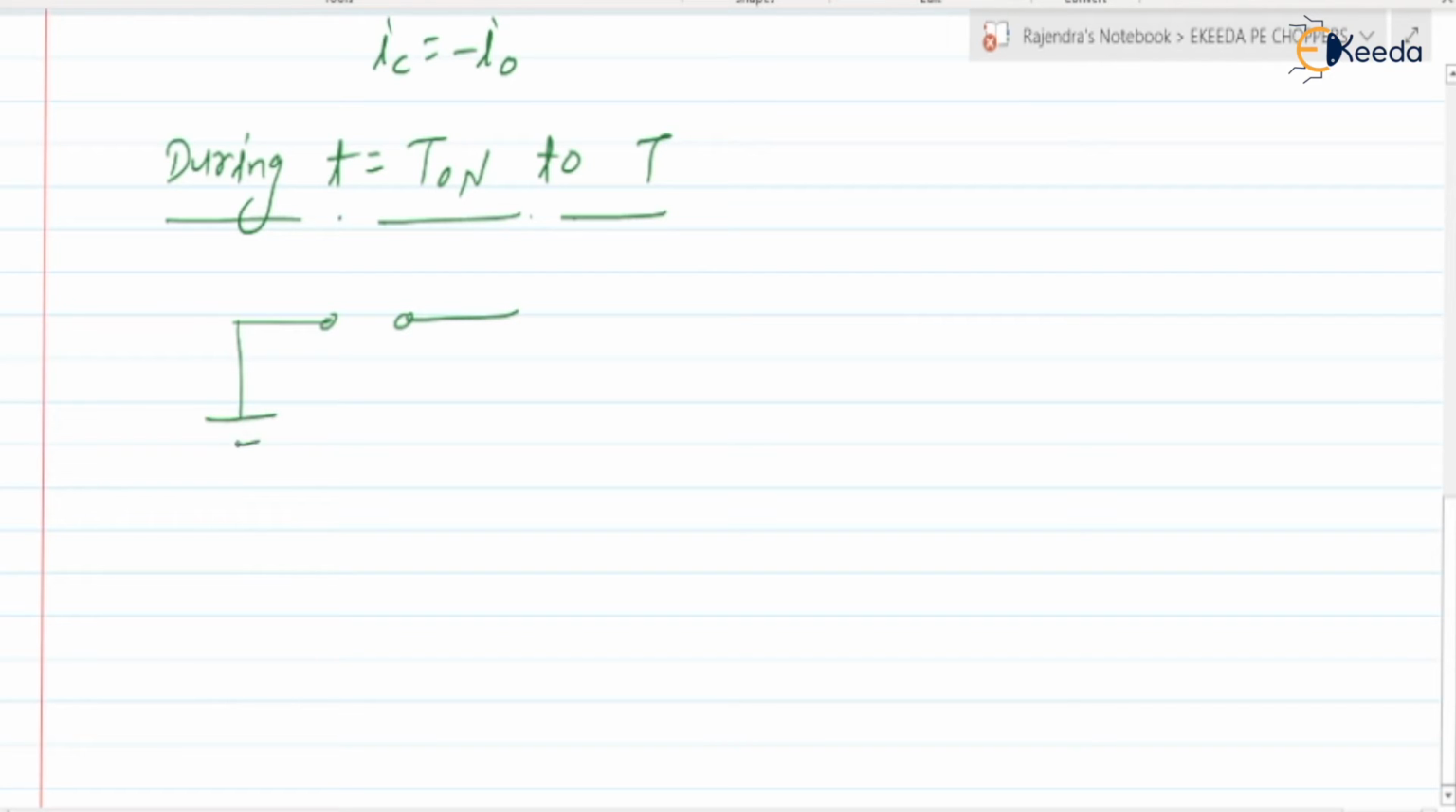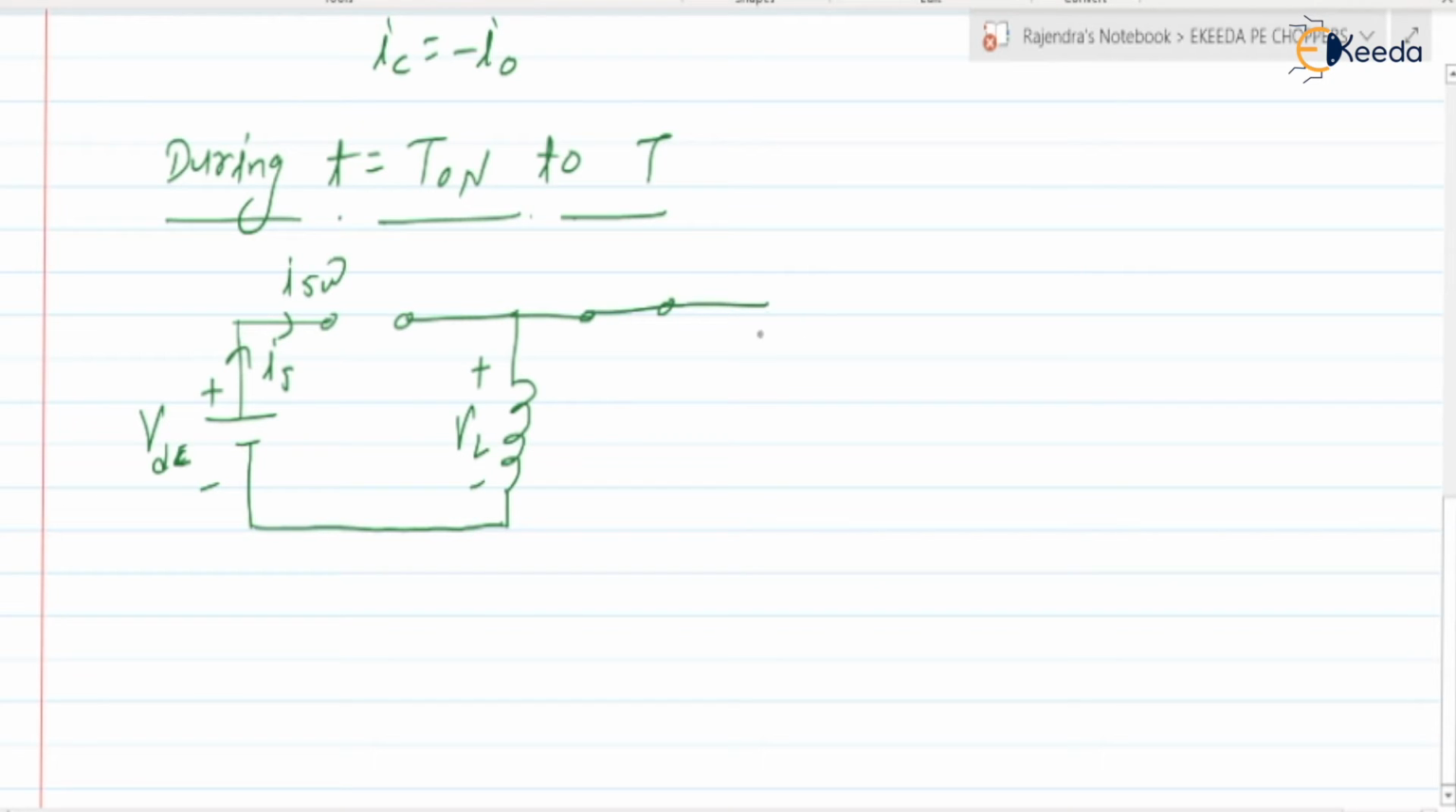So when the switch is in the off state, the inductor releases the energy. This is VDC. This is the switch, which is in the off state. This current is IS. This current is ISW. This voltage is VL. The diode is in the conduction mode. The capacitor goes on charging. Here we are having a load.